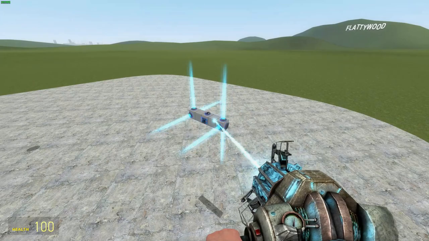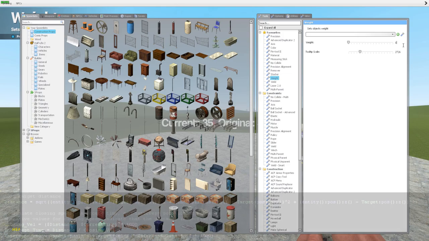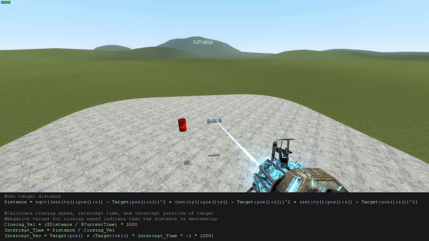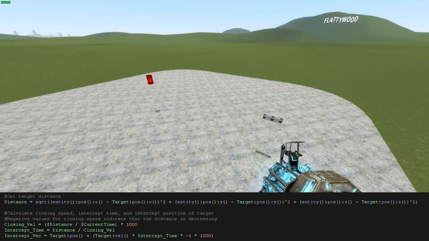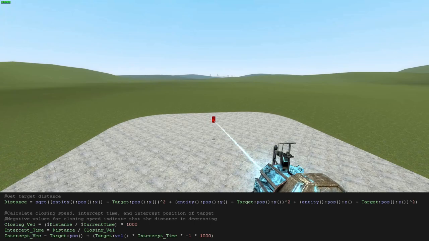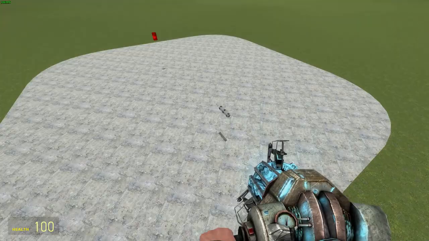As I said in my previous video, the way this one works is it looks at the closing velocity between the missile itself and the target, so it can estimate an arrival time, and then it looks at the vector of movement for the target, and it calculates where it's going to be for the arrival time. So it'll lead its target, and it puts a laser in space where it's going to be, so you can actually see where it's aiming to meet its targets.